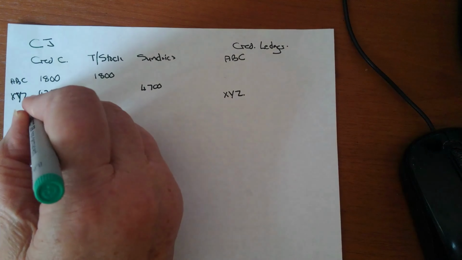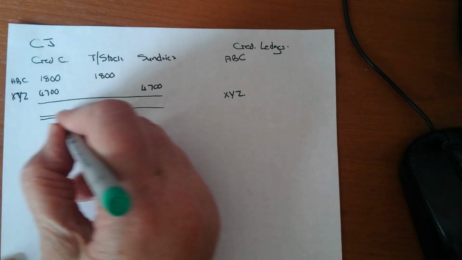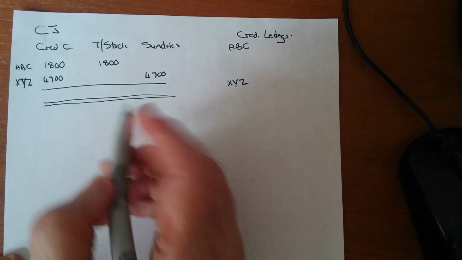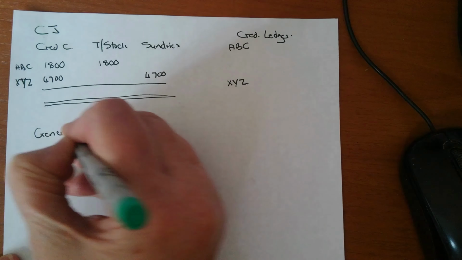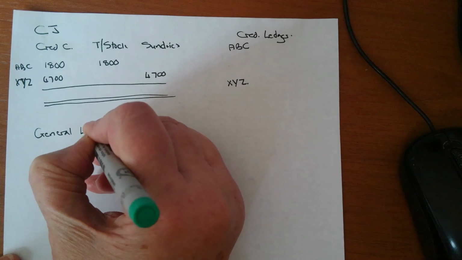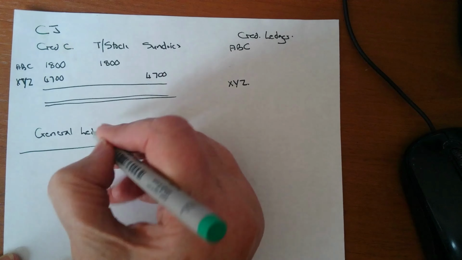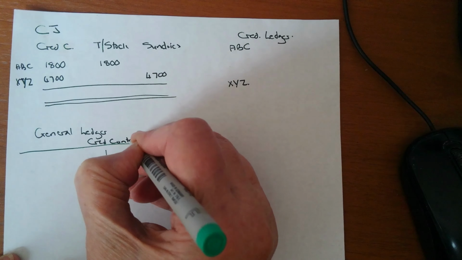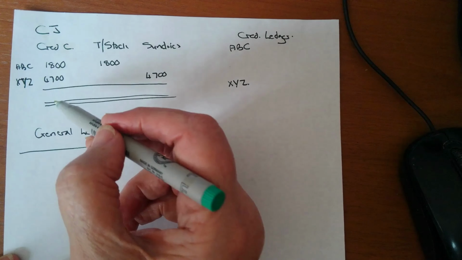At the end of the month, I will add up all my journals to see what the totals are that I must book over to the general ledger. So in my general ledger, I will have an account for creditors control, and the amount that is recorded in the creditors control account is always the total of your creditors column in all the journals.